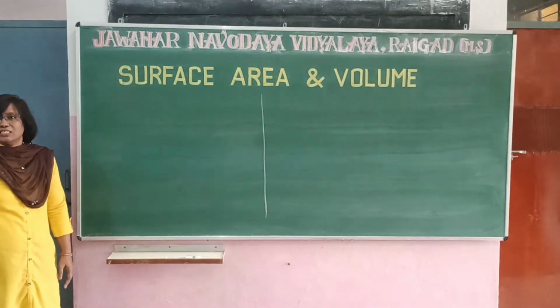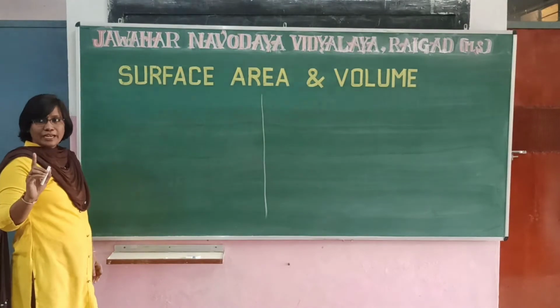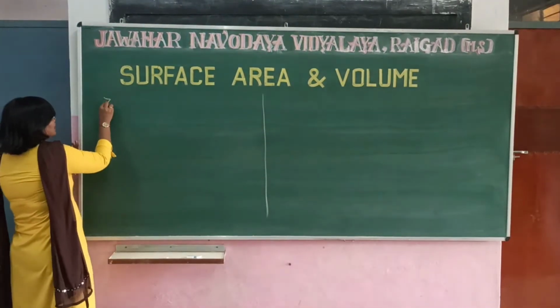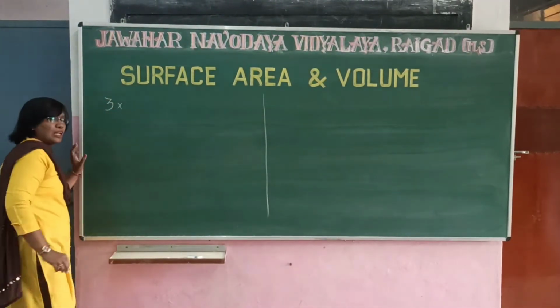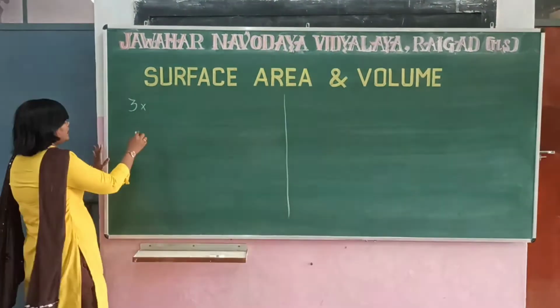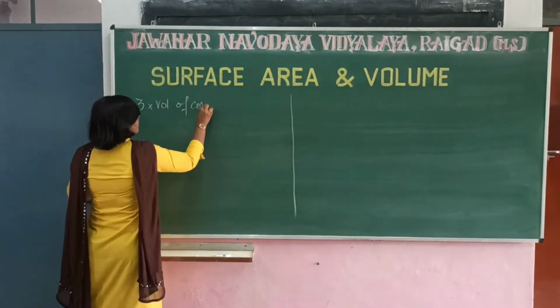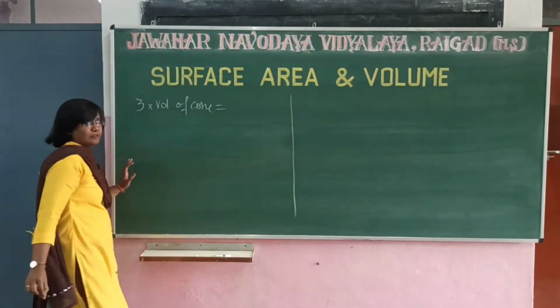Volume of the cylinder and volume of the cone, right? Three times the water filled in the cone, we poured it three times, will be equal to what?